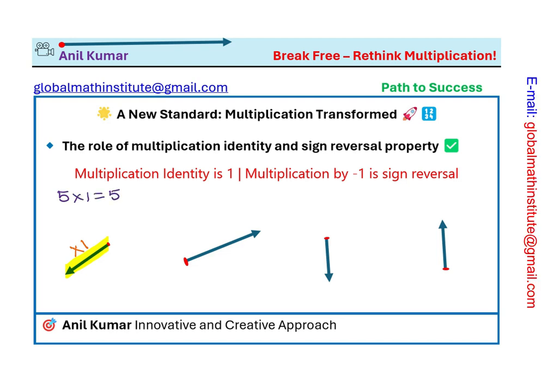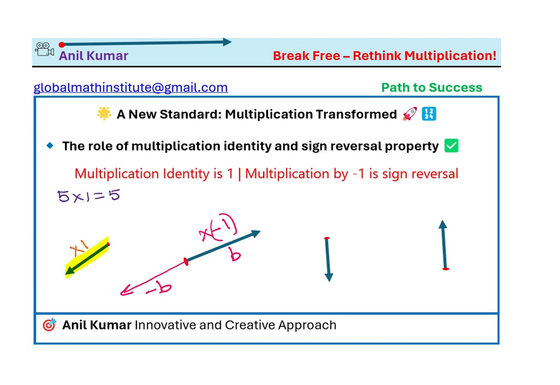However, what happens if I multiply this by minus 1, right? So let's take another one. If I times this with minus 1, then what happens? Put it in brackets. So it reverses and the direction changes. Do you see that? So that becomes minus 1. So let's say if it was B, now this is minus times B. That is reversal.